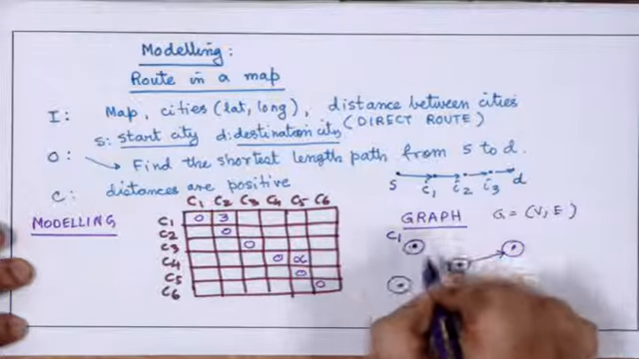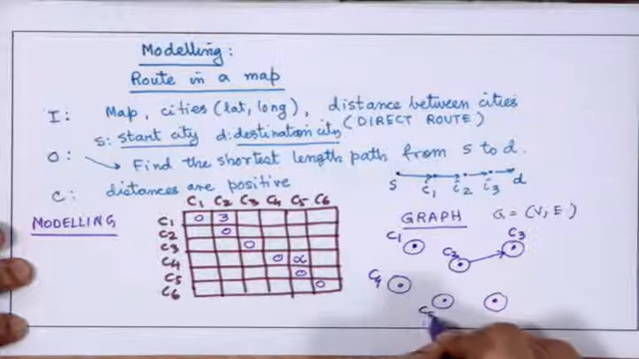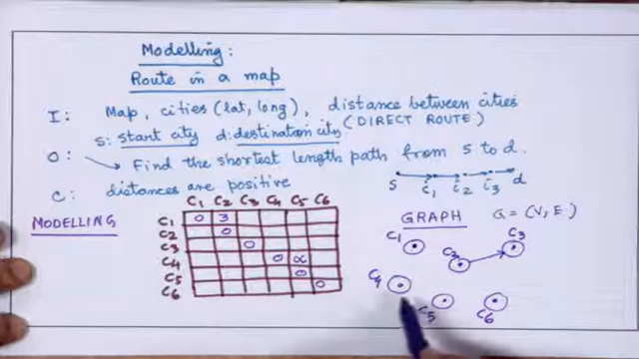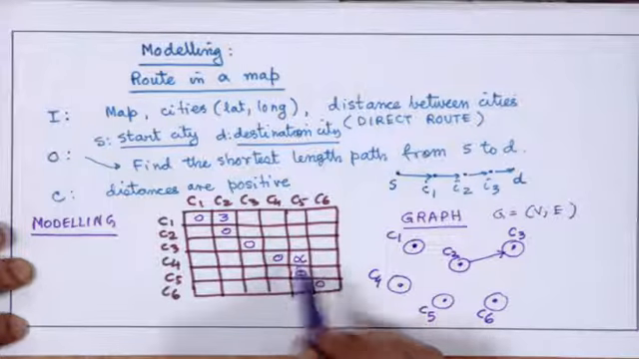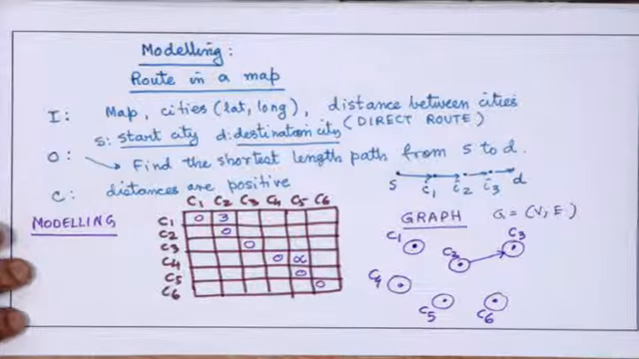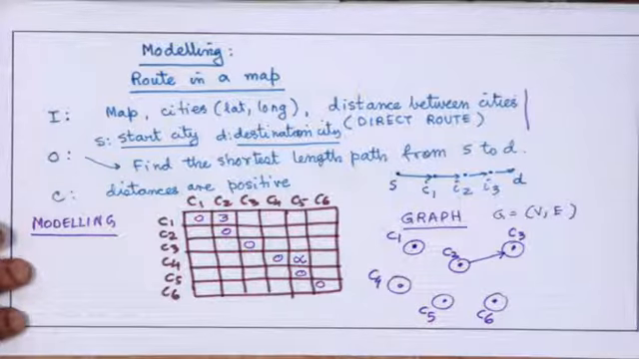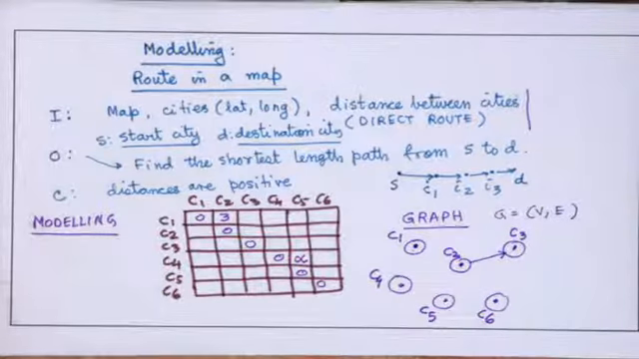So, if this is C1, this is C2, this is C3, this is C4, this is C5 and this is C6, then if there is no route between C4 and C5, the matrix will contain infinity between C4 and C5 and there will be no edge in this graph between C4 and C5. Then again you will have to check from the input specification whether this distance between the cities is symmetric or not. That is, whether the distance from i to j is the same as the distance from j to i.